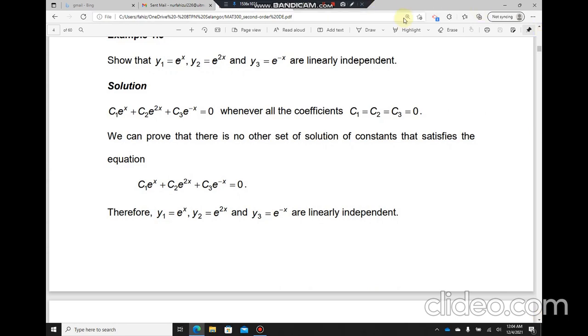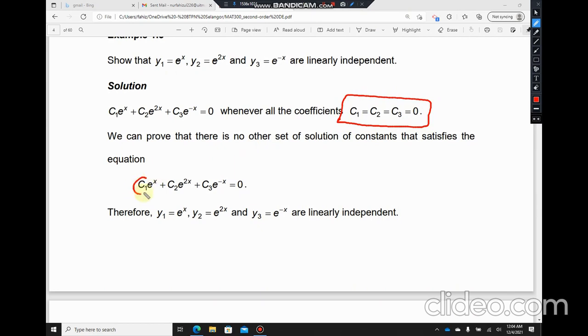So tadi saya dah terangkan, kalau linearly independent, semua nilai constant ni, C1 dan seterusnya, mesti sama dengan 0. Okay, dalam kes ni, dia tak ada cara lain, nilai ni kena 0, 0, 0. Baru dia akan equals to 0. Kalau selain daripada 0, dia tak boleh jadi 0. Dia berbeza dengan example yang tadi, yang previous example tadi.